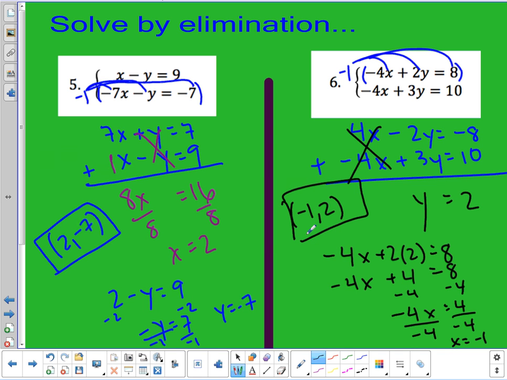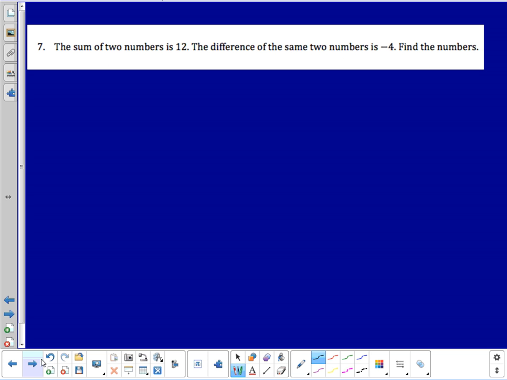All right, let's flip to the next page. The next page starts off with a word problem. It says the sum of two numbers is 12, and the difference of the same two numbers is -4. Find the two numbers. Now, you're given the situation in a sentence, but you need to write a system in order to solve it. So we're looking for two numbers. I'm just going to call them x and y.